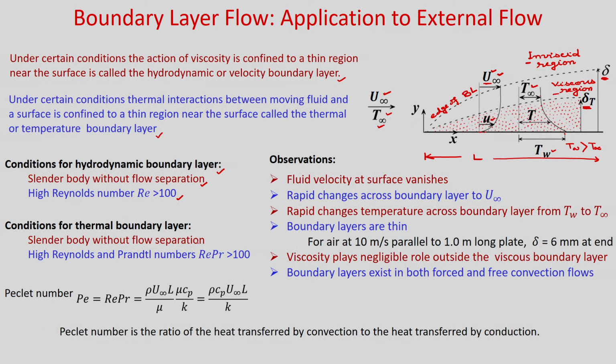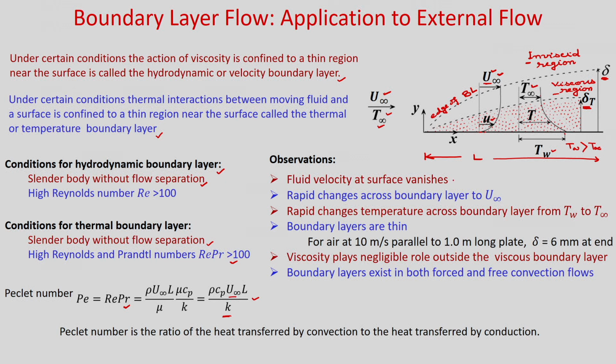Conditions for the thermal boundary layer: a slender body without flow separation and high Reynolds and Prandtl number flow. That means the Peclet number, which is the product of Reynolds number and Prandtl number, should be greater than 100, and you can write the Peclet number in this expression. You can see that the Peclet number is the ratio of the heat transferred by convection to the heat transferred by conduction. So, let us list down the observations of this boundary layer flow.